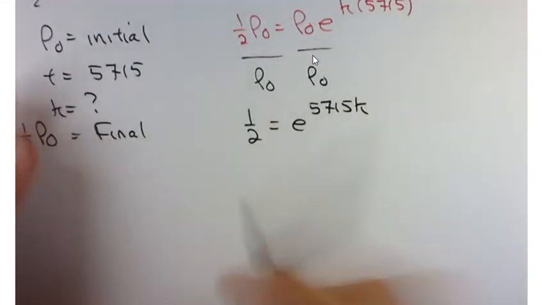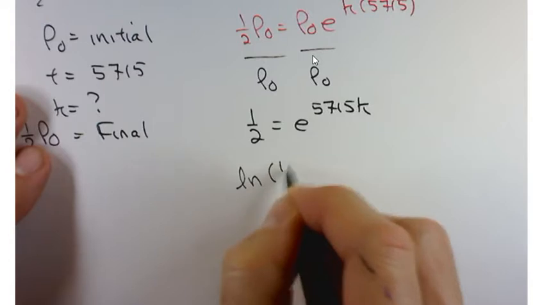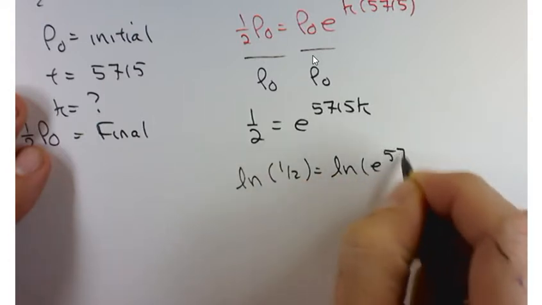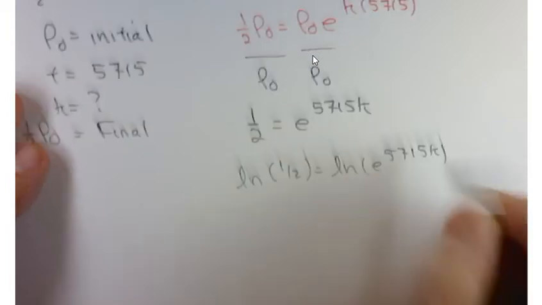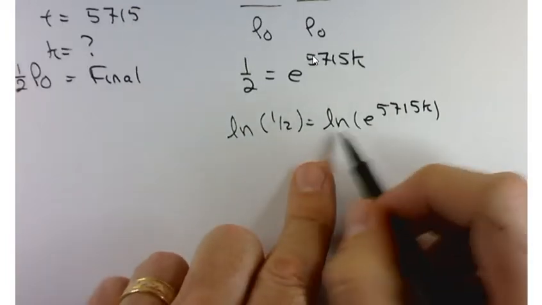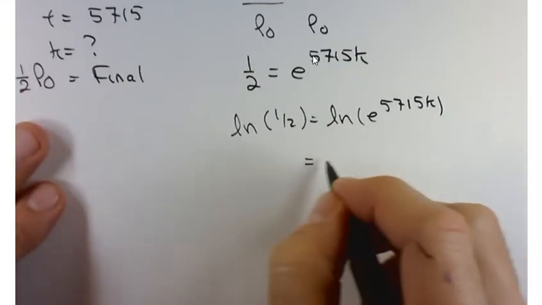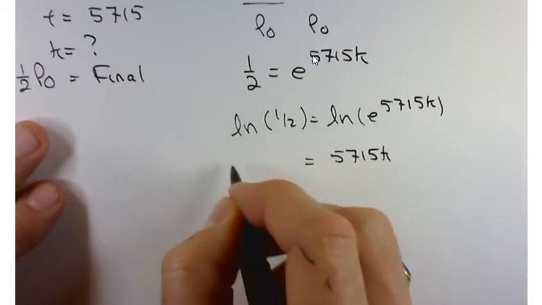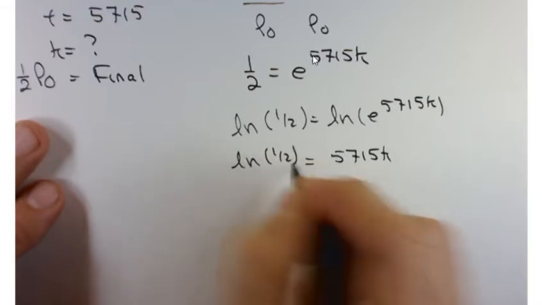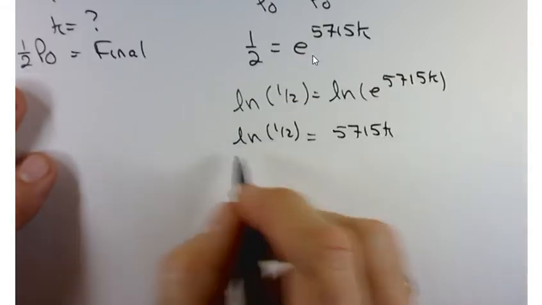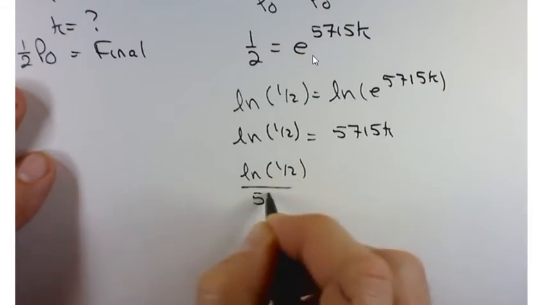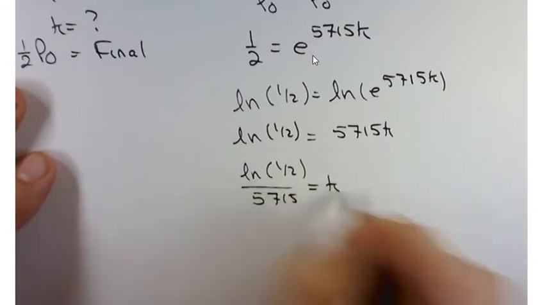To finish this up, ln of 1/2 equals the ln of e to the 5715k. These are opposite functions, inverse functions, so I'm just going to get 5715k is the ln of 1/2. Last but not least, I'll divide by 5715, and that's k.